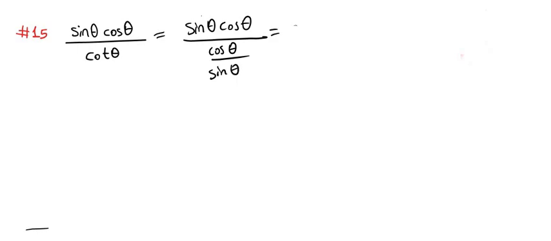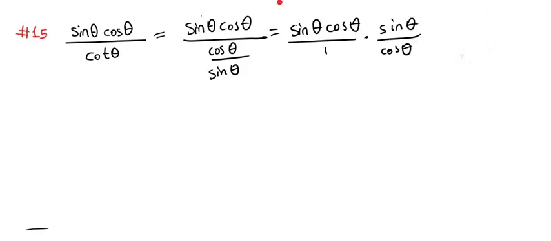Now keep change flip. Keep the first, which is sine theta cosine theta over 1. Flip the second: sine theta over cosine theta. Here cosine theta divided by cosine theta is 1. And then sine times sine is sine squared theta.